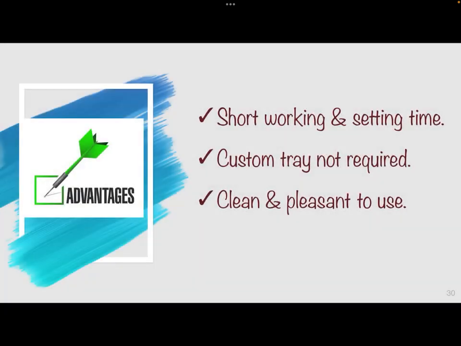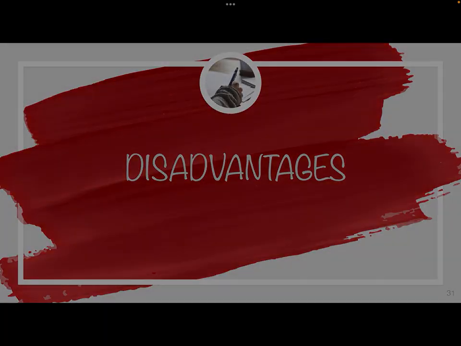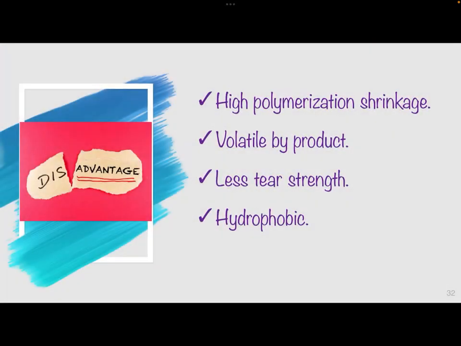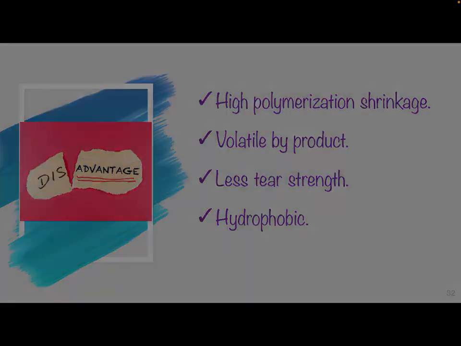The advantages are a short working and setting time, and the custom tray is not required. It is clean and pleasant to use. The disadvantages are that it has high polymerization shrinkage, a volatile byproduct, less tear strength, and it is hydrophobic. Since condensation silicone has a condensation reaction, the final result comes with a byproduct. That is why it has high polymerization shrinkage.